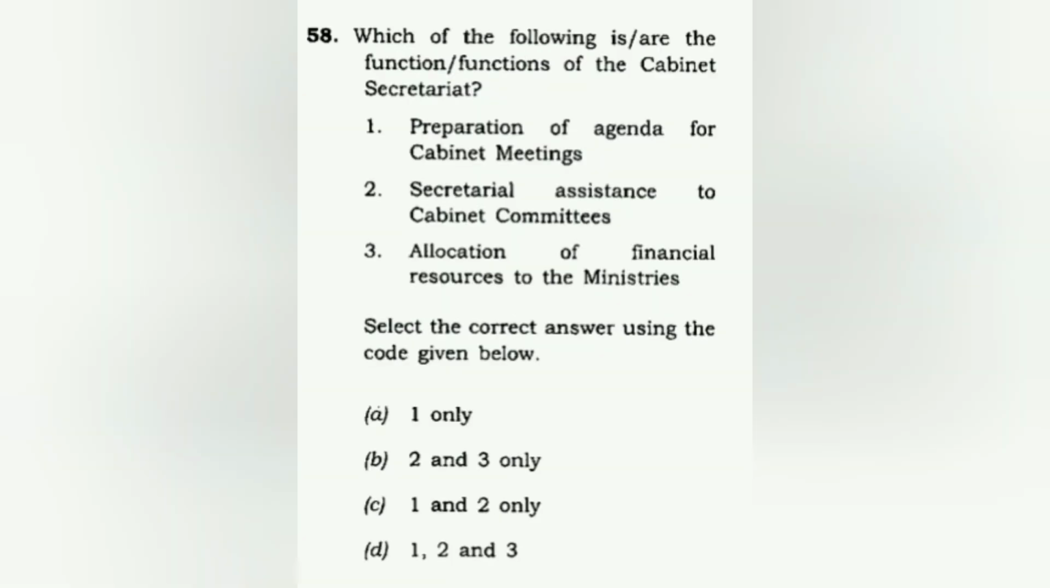Then we have, which of the following is or are the function or functions of the Cabinet Secretariat? Preparation of agenda for cabinet meetings, yes, definitely. Secretarial assistance to cabinet committees, definitely. Allocation of financial resources to the ministers, no, that's the role of the Finance Commission. So the correct answer is 1 and 2 only. So we have 58C, 1 and 2 only, and you might just go and look into the other functions of the Cabinet Secretariat and revise it accordingly.